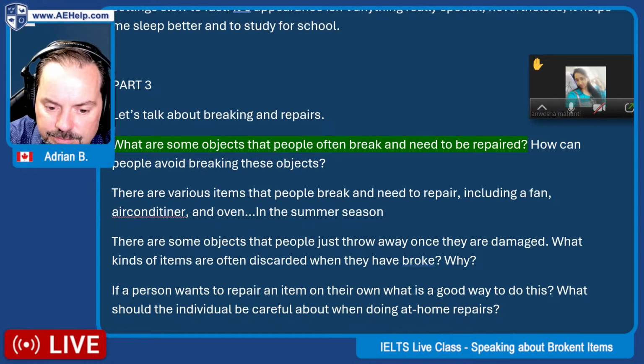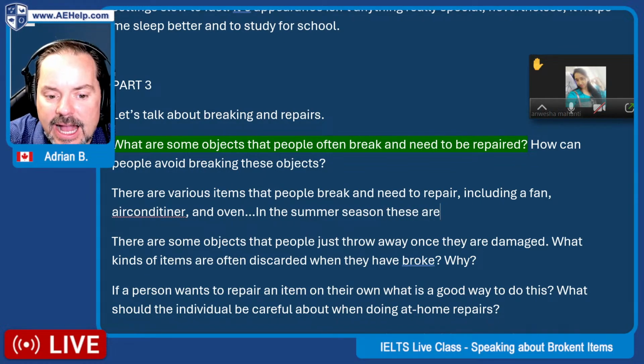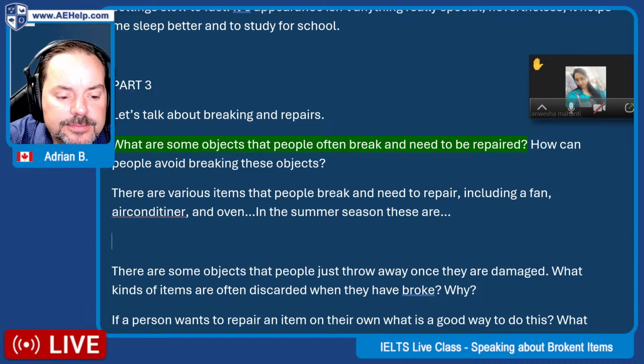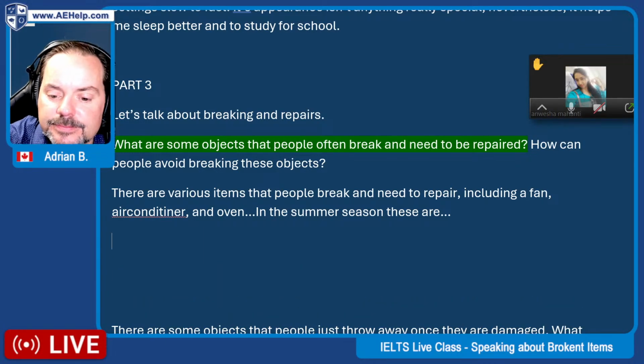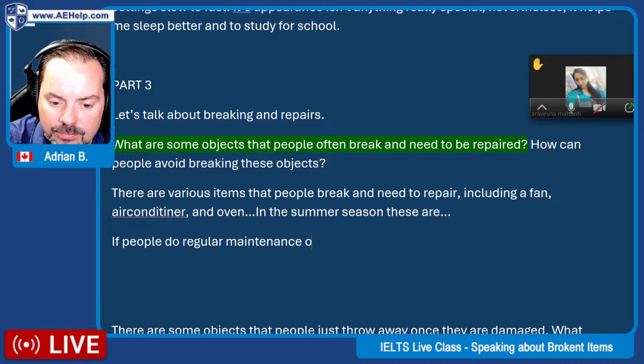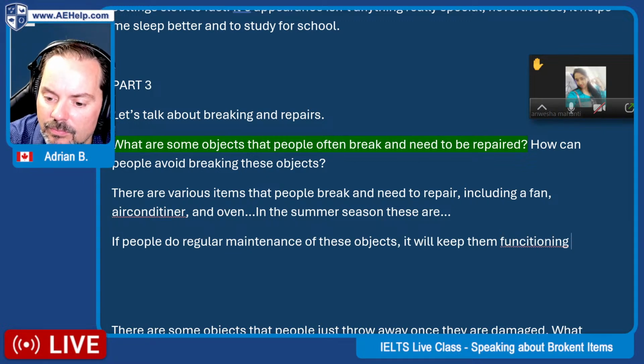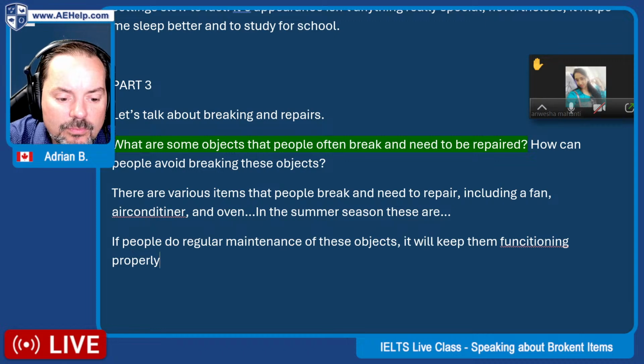How can people avoid breaking these objects? If people always care about the home objects, then it will be helpful to working readily each time, because the item can be helpful in any emergencies.